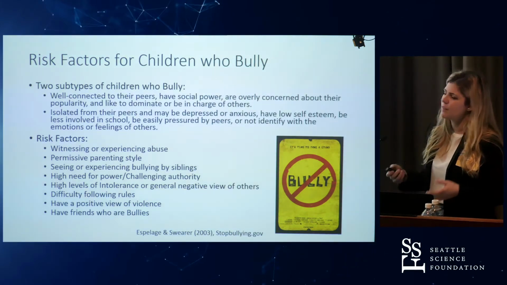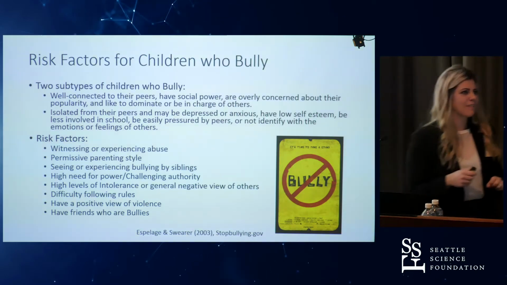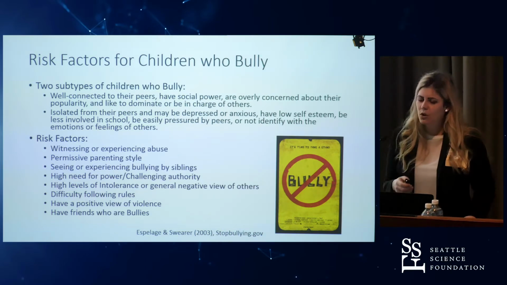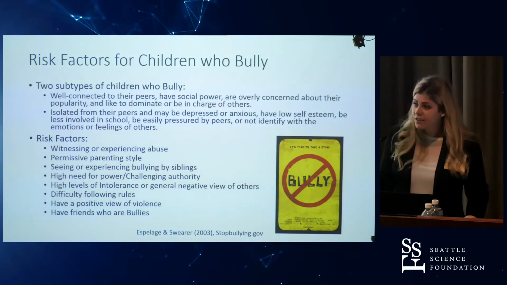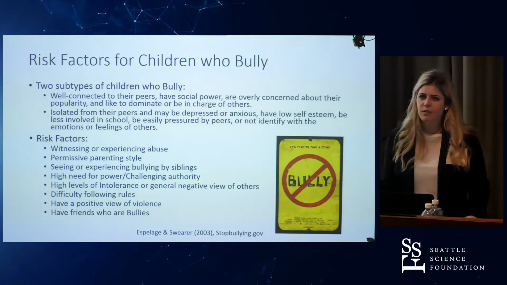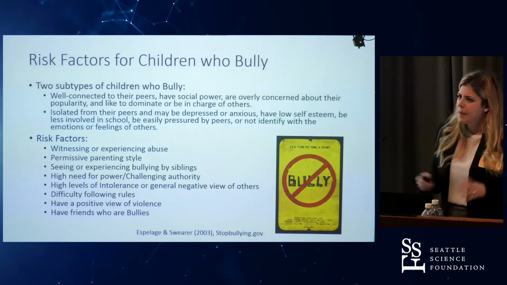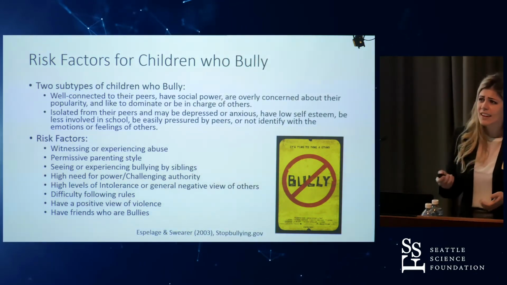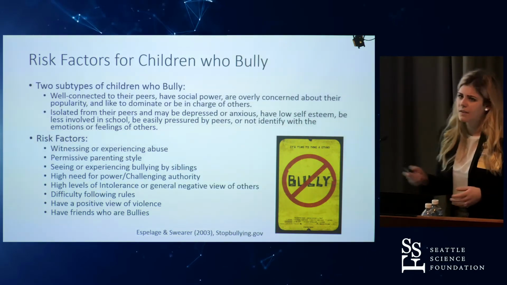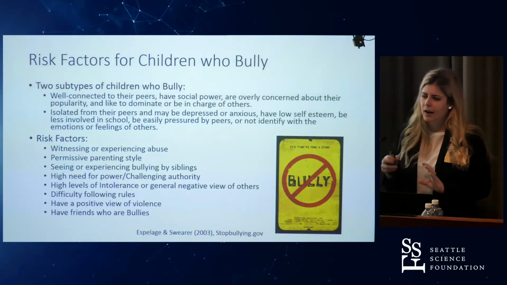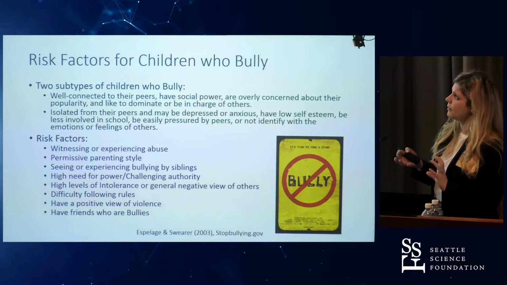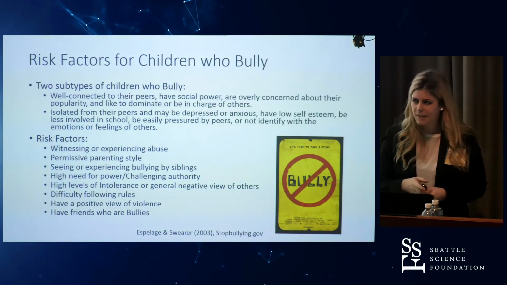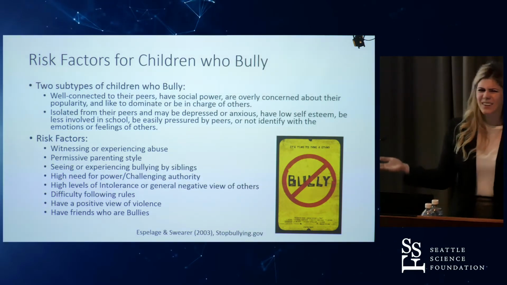So on one hand, we have these well-connected, socially savvy, kind of high-power kids who might appear on the surface as really high-functioning. They have a lot of friends. They're really well-connected. And then on the opposite side of the spectrum, we have kids who are more isolated. They're disengaged. They have poor self-esteem. They might have a lower ability to empathize, or they don't have empathy skills. And so these kids can look really different.